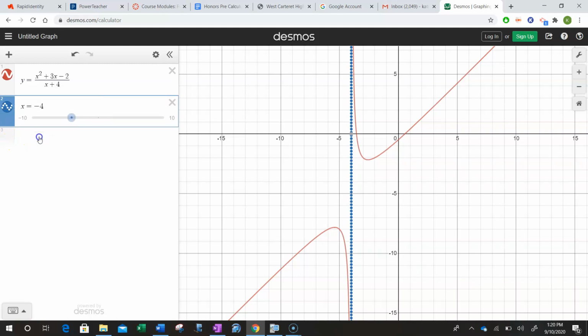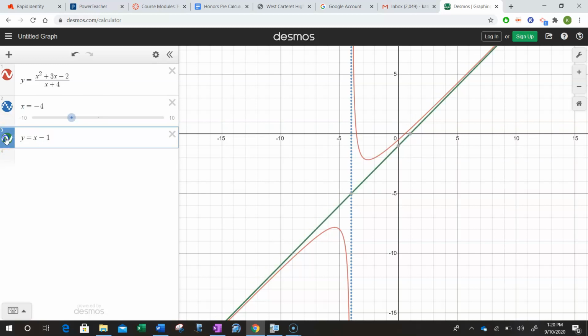All right, and then I just found that my slant asymptote is at y equals x minus 1. So when I put that on there, you can see what I mean by the slant asymptote there. See how that nicely fits in there? And again, the only reason that happened is because it did not have a horizontal asymptote. It also did not factor and have a common factor that reduced. So that only happens in this situation.